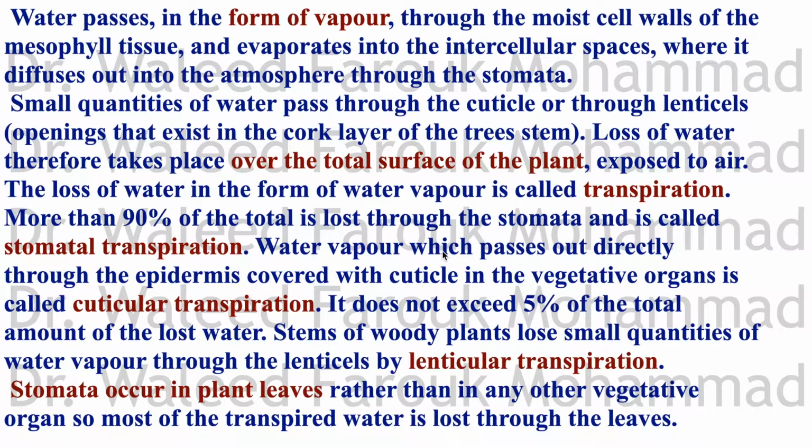90% of the total is lost through stomata on the leaves. So this is called stomatal transpiration. If it occurred through the cuticle of a plant, it's called cuticular transpiration. If it occurred through lenticels, lenticels are pores in the bark of plants.